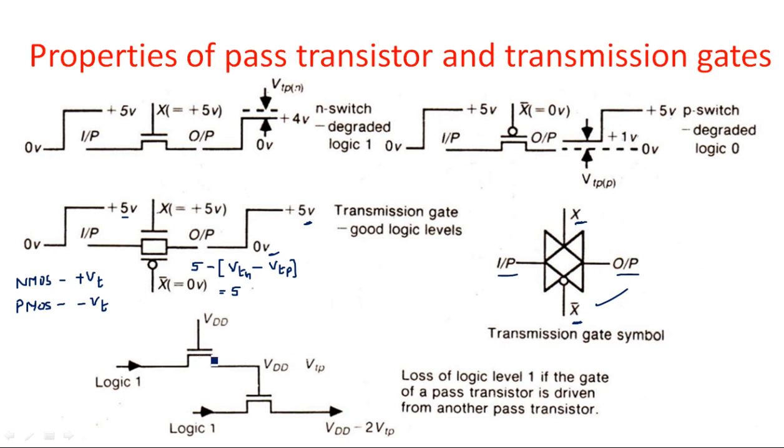Suppose we elaborate on pass transistor logic. If you give logic 1 here, which is nothing but VDD, then when this transistor is on, the output is VDD minus VTP, the pass transistor threshold voltage. And again, when you pass the same logic through a second transistor, it is degraded further to VDD minus 2VT, as it passes through two different transistors. So that is the reason why we are not using pass transistors, and why we have moved to the transmission gate for getting good logic levels.